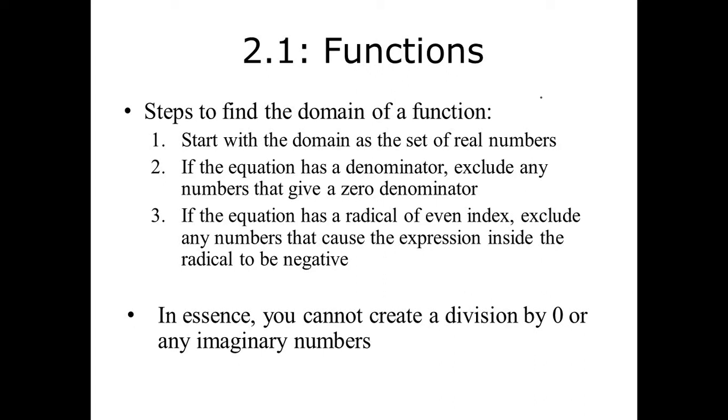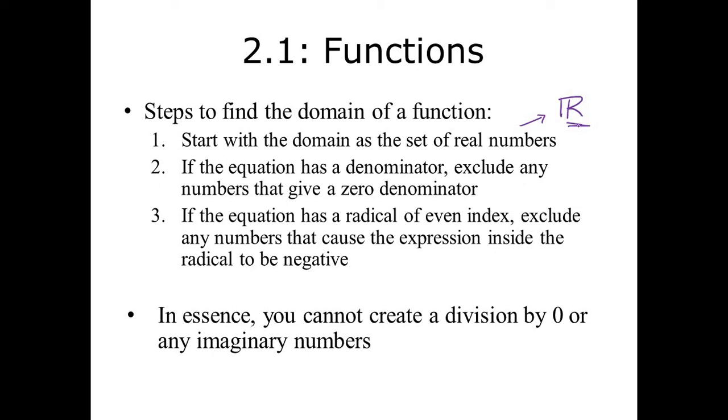Sometimes in this class and before, you probably have seen the real numbers represented like that, as a bold-faced R. That also means the set of real numbers, mathematically speaking. So if we say the domain is all real numbers, that's sufficient to put instead of writing out all real numbers. So that's the first step. Start with the domain as the set of real numbers. If the equation has a denominator, exclude any numbers that give a 0 denominator. And the third step is, if the equation has a radical of even index, exclude any numbers that cause the expression inside the radical to be negative.